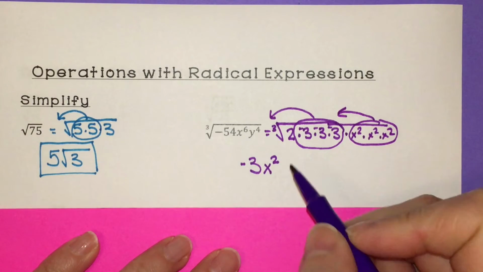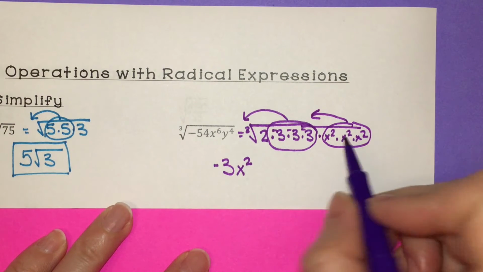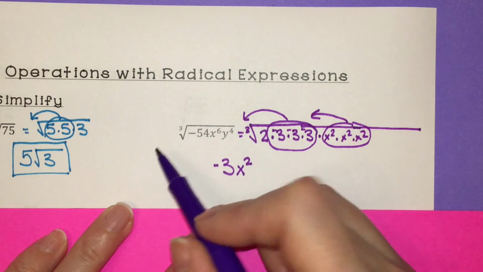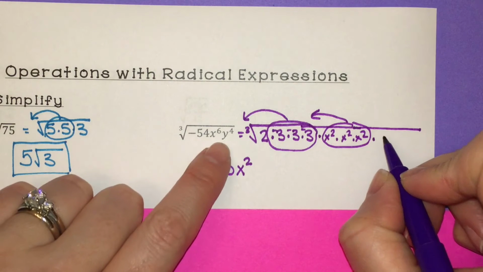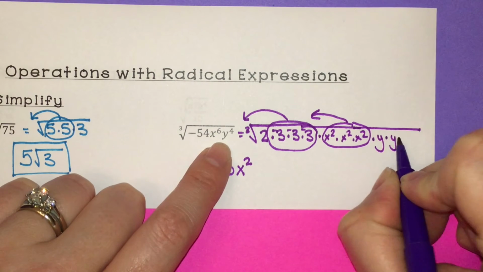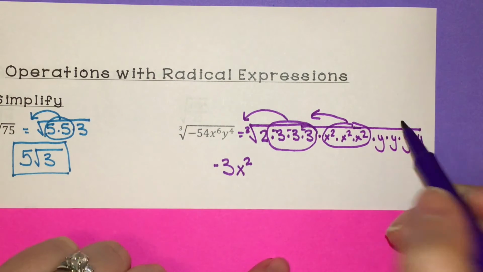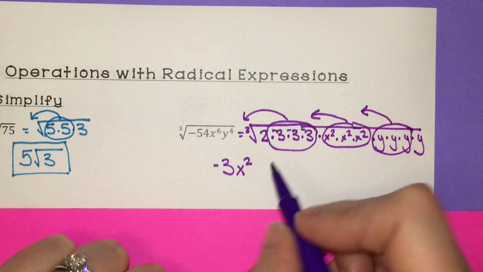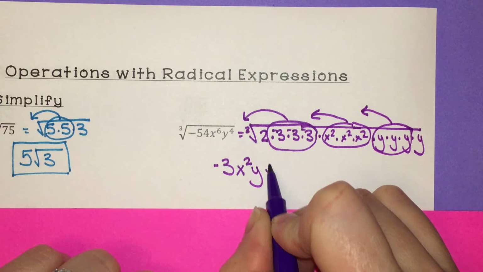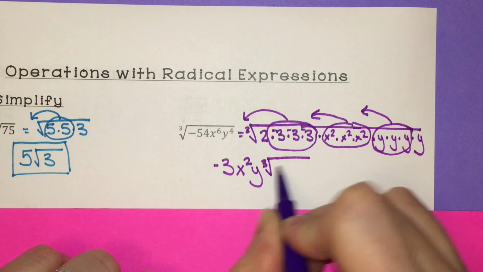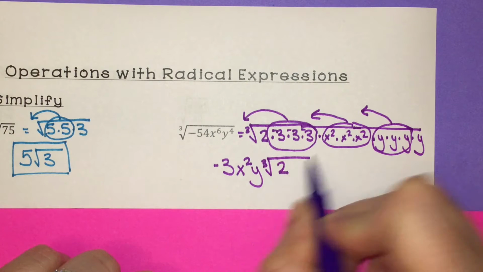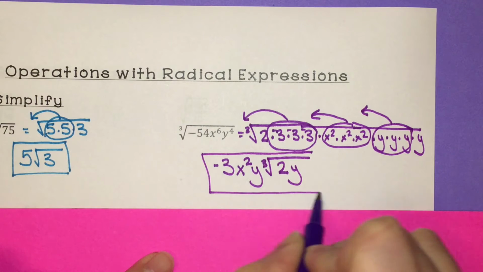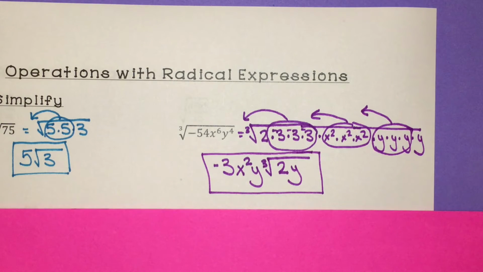And now I'm looking at my y's. For this one, I can bring out 1 y because y to the 4th is y times y times y times y, so there's one group of 3 y's. That means I can bring a y out. So what I'm left with is the cube root of 2 times y, or 2y. So this is my radical simplified.